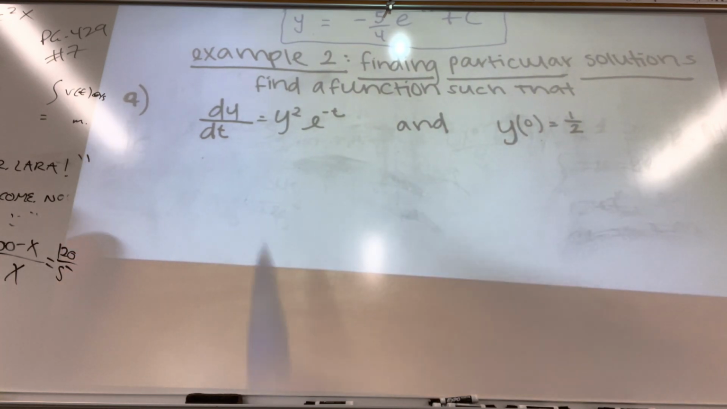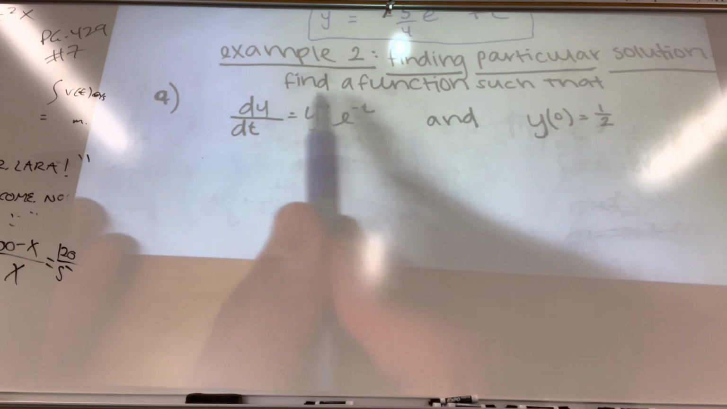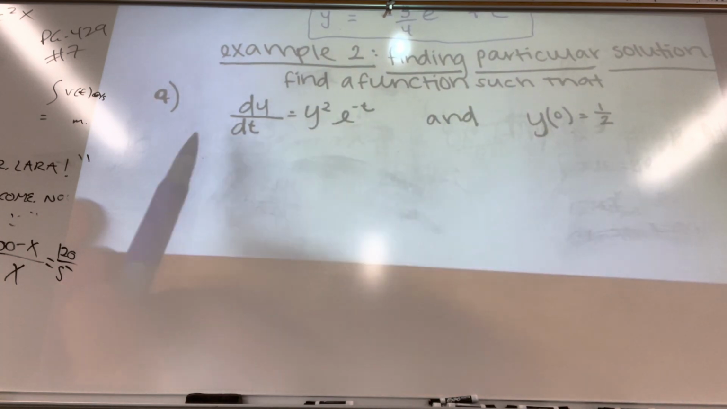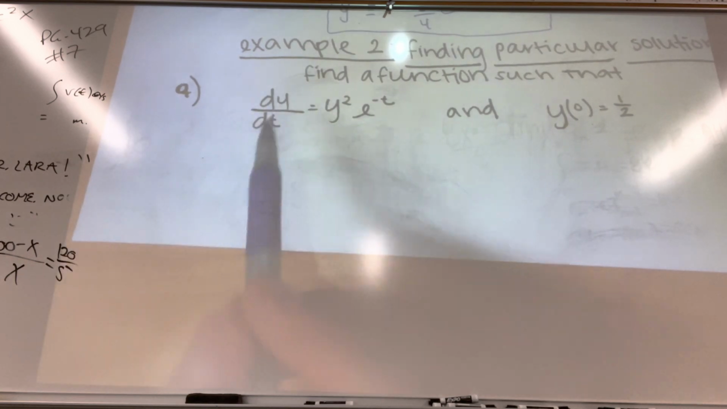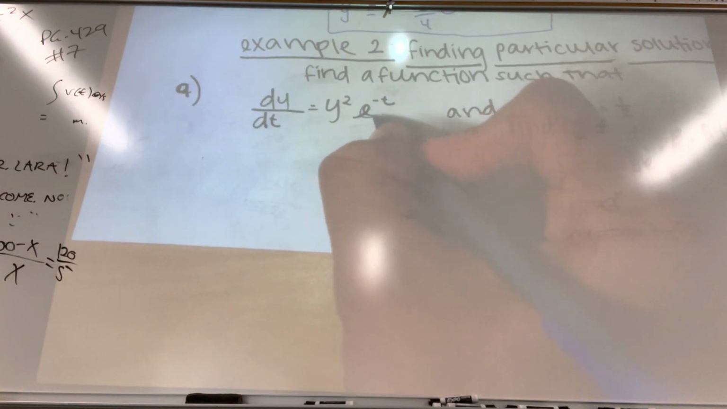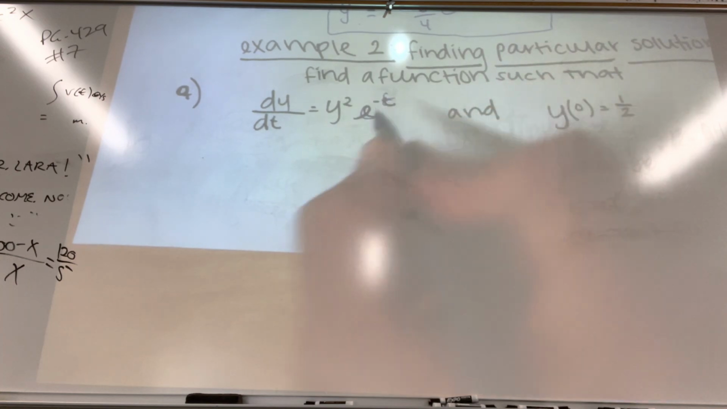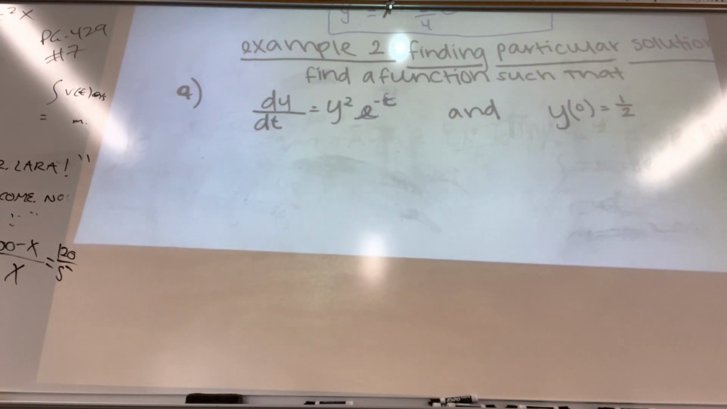So same thing, we're still practicing the same techniques. So finding functions so that this is true. We start out by separating the variables. So do that part real quick, please. This is an e, e to the negative t power. So that should take less than 20 seconds. Y's with y's, t's with t's. Do that right now.